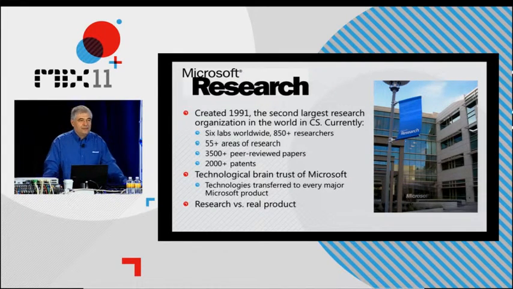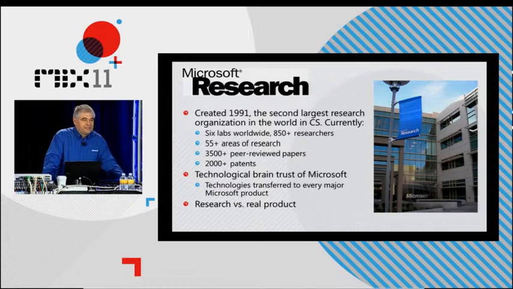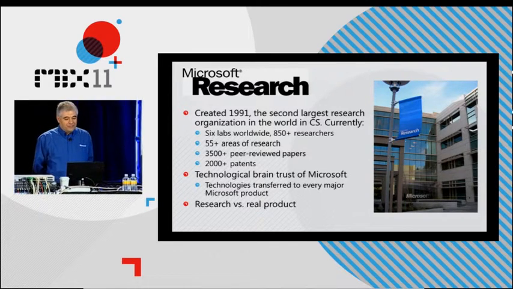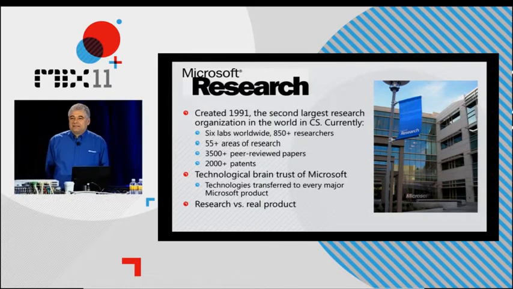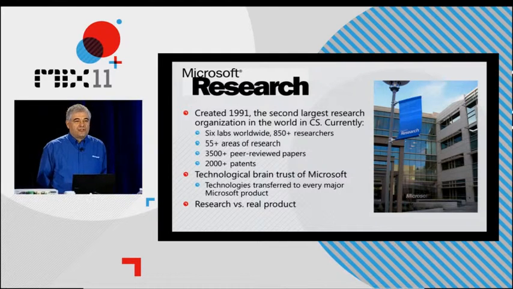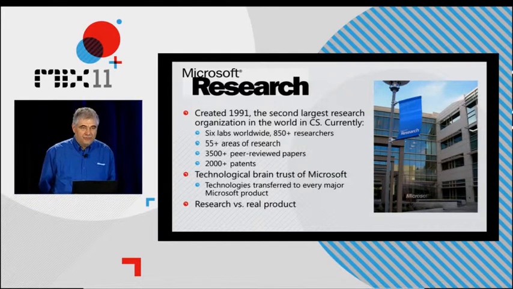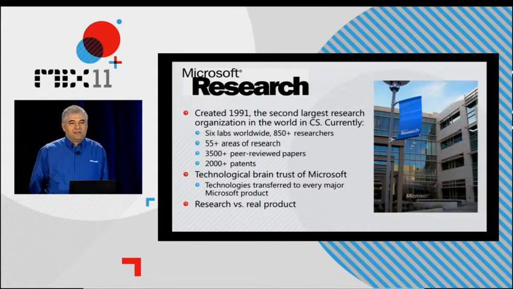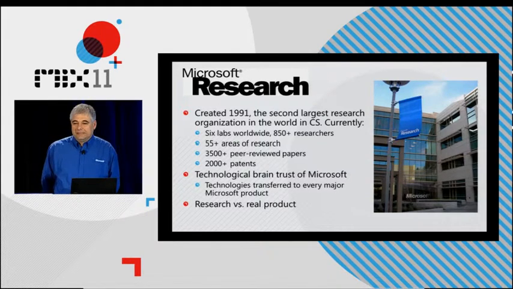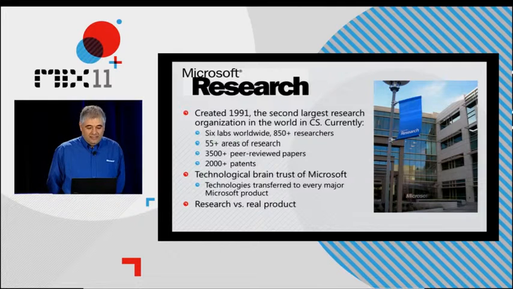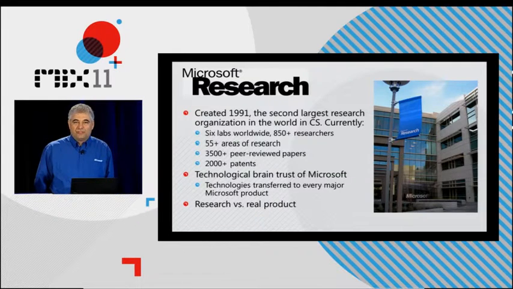But before that, let me tell you a couple of words about Microsoft Research, the organization I came from. It was created exactly 20 years ago in 1991 and is the second largest research organization in computer science in the world. We have 6 labs spread worldwide. The major one is in Redmond, Washington, the headquarters of Microsoft, but we have branches in Cambridge, UK, in Beijing, China, and several other smaller labs.